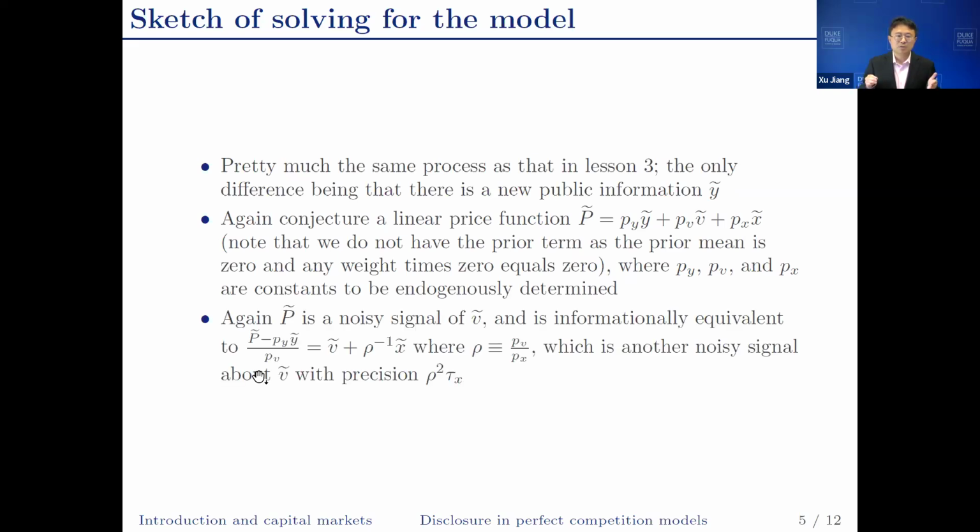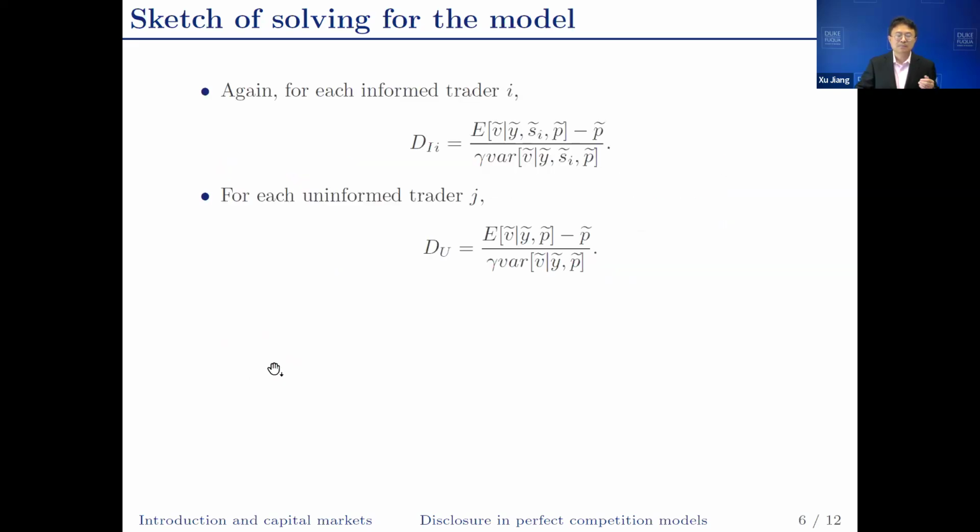Once again, P is a noisy signal about V, and after a suitable transformation, P is informationally equivalent to V plus the noise. So price informativeness in this case is the precision of the noise, or rho squared tau x. Again, as in Grossman-Stiglitz, the demand of each trader can be written as the expectation of V conditional on their information set minus P, divided by the risk aversion coefficient gamma times the variance of V conditional on their information.